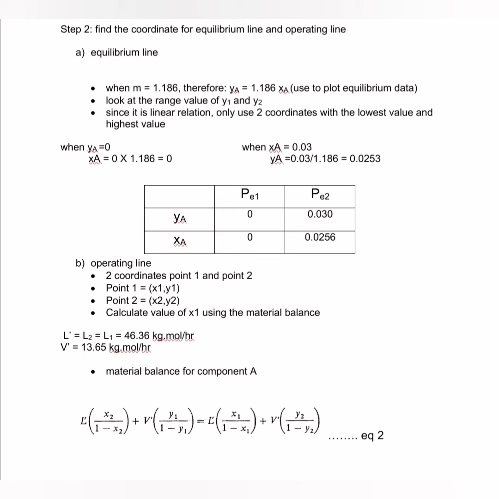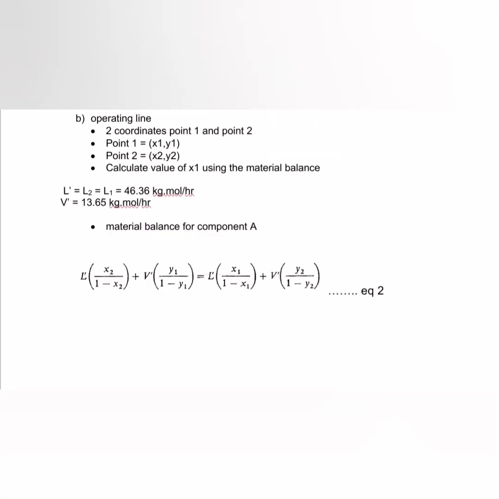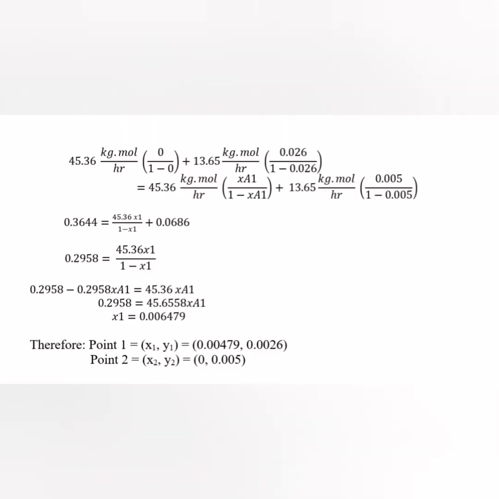As for the operating line, we also need two coordinates, which are point 1 and point 2. For point 1 we need to choose the values of x1 and y1, and for point 2 we need to choose the values of x2 and y2. Since we already have all the values except for x1, we need to calculate it using the material balance equation. We substitute all the values into the equation, and we get x1 with the value of 0.006479. Therefore we get the point 1 coordinates and point 2 coordinates.